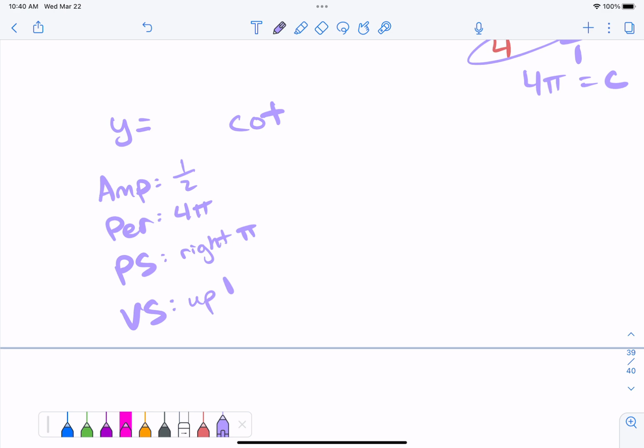So, when you're doing this one, really, if I give you cotangent, is that any different than writing tangent? No. It's just that graphing would be different, right? But as far as writing the equation, it shouldn't be any different.